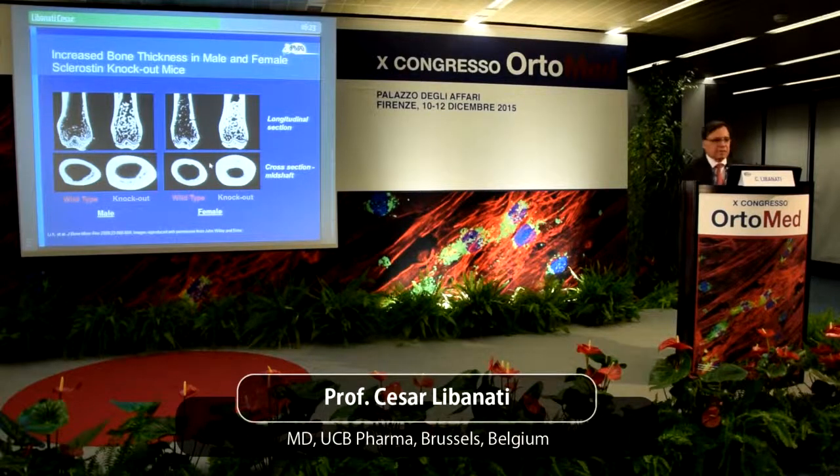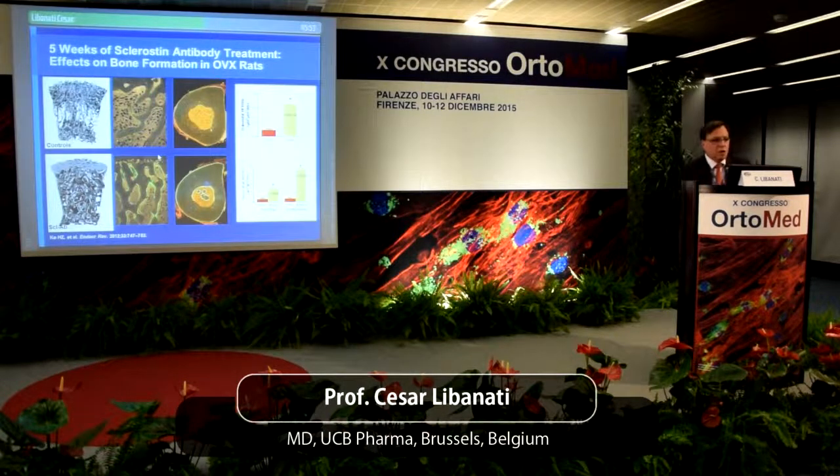work with animals, and in these experiments conducted by Amgen and UCB and published by Lee, we see that when you knock out sclerostin, indeed the phenotype is reproduced. As you can see in male mice or female mice, in trabecular bone or in cortical bone, the increase in bone mass, density, and microstructure is significant in the absence of sclerostin.